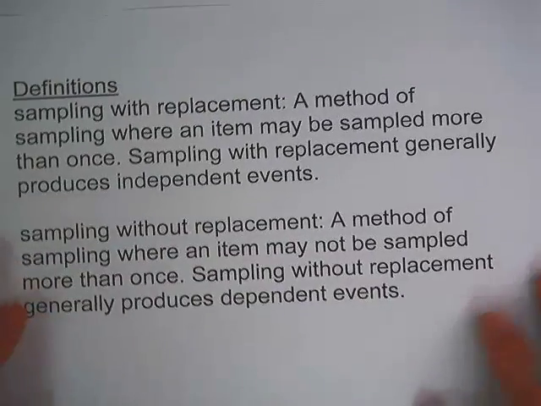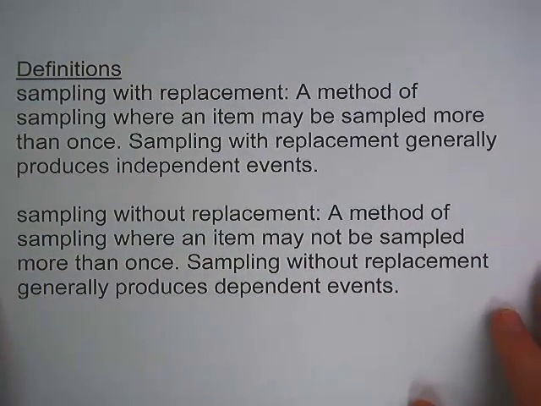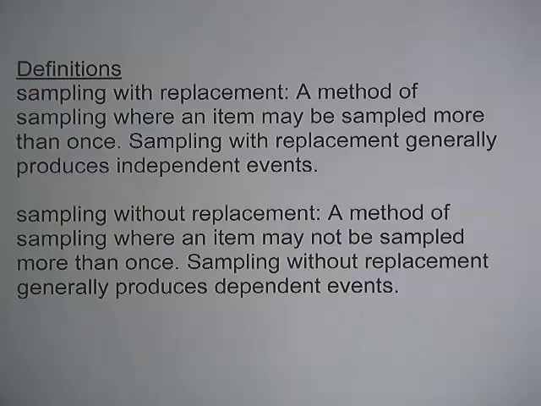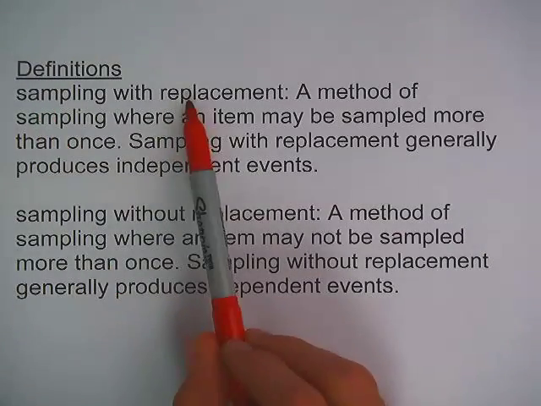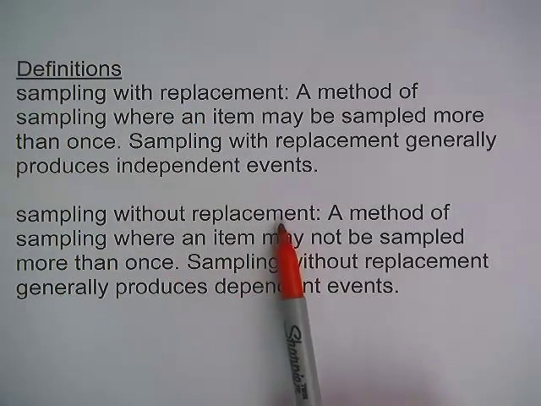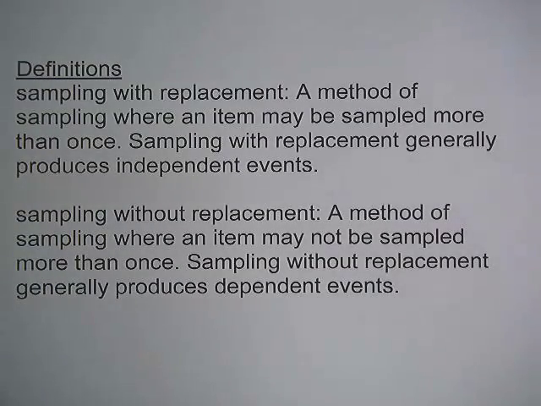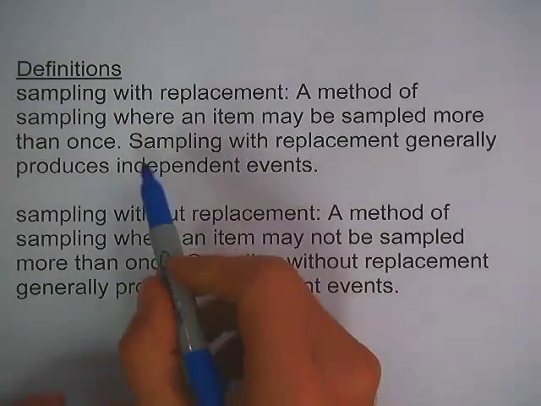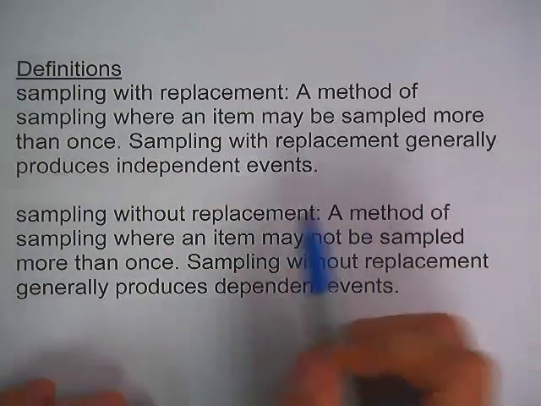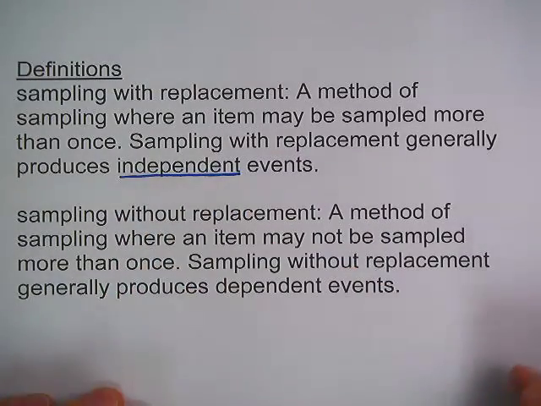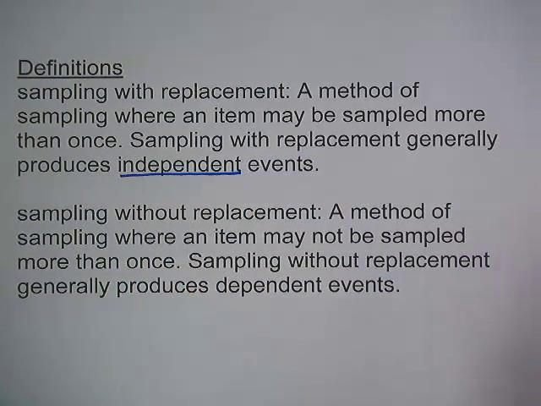Really what we're talking about here are two different types of sampling: sampling with replacement and sampling without replacement. Sampling with replacement is a method of sampling where an item may be sampled more than once. Now, this is the important part: sampling with replacement generally produces independent events, which remember is what we want. We want independent observations when we're doing an inference.